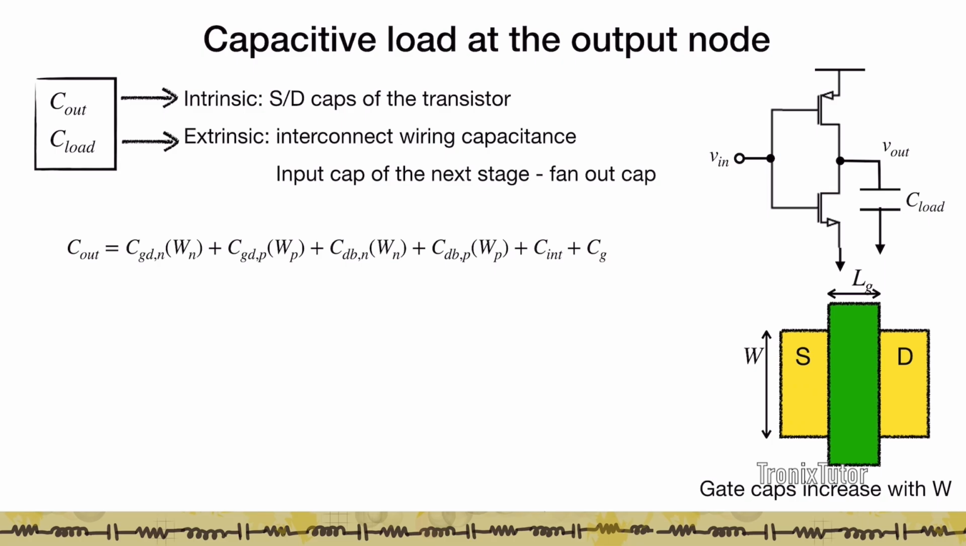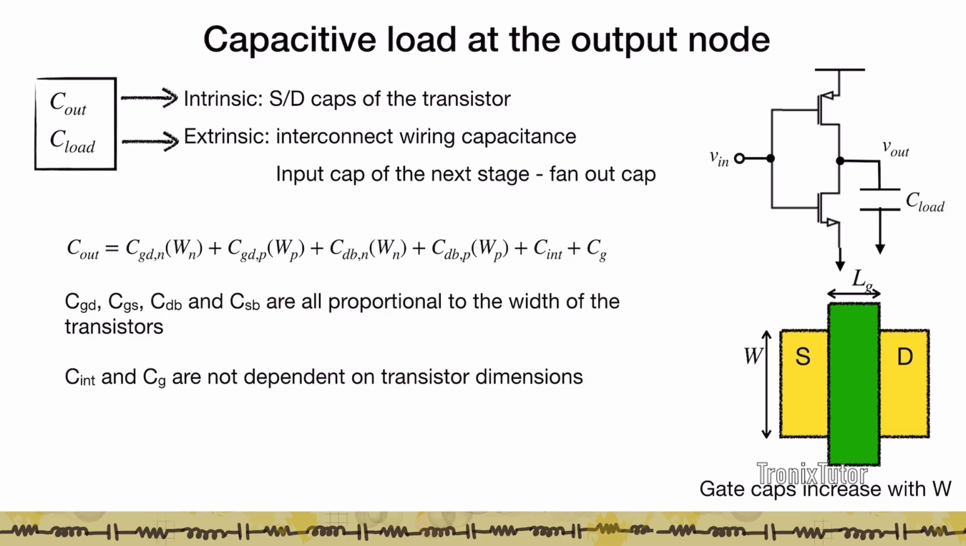It's not as easy as it seems, because some of the output load is also related to these internal transistors, right? So C out can be thought of as multiple components. The first four components are the transistor components. You have the CGD of the NMOS and the CGD of the PMOS. Both of these are dependent on the respective widths of the transistors. Similarly, you have the drain to substrate capacitances of the PMOS and the NMOS. Those are also dependent on their respective widths. And then in addition, you have the interconnect or wiring capacitance, and the capacitance of the next stage, or the fanout capacitance.